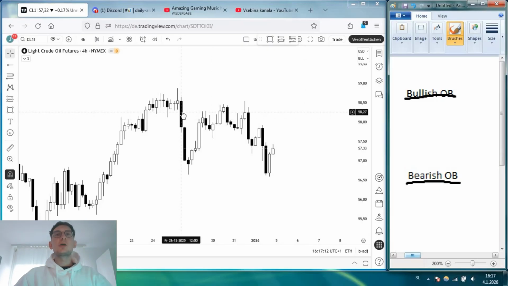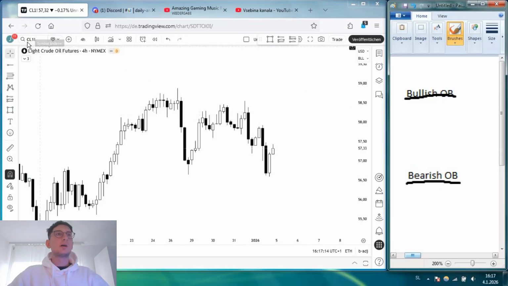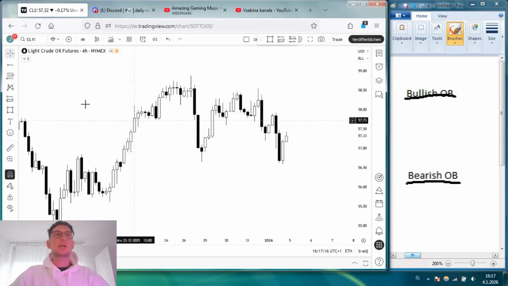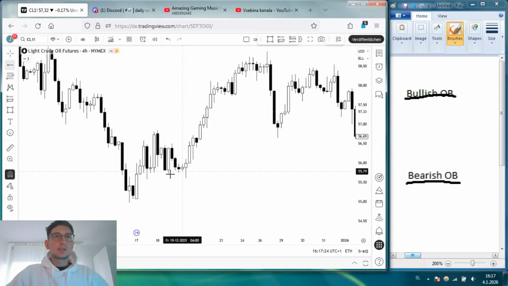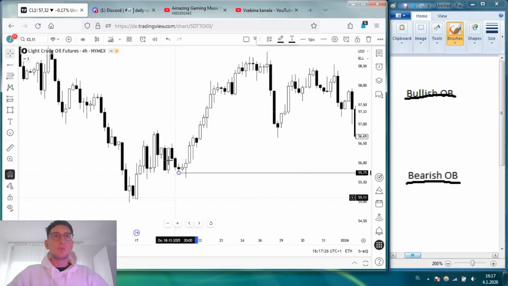So Gemini AI chose us to do it on crude oil. So we have it right now here on the 4-hour chart. And let's try to find 10 bullish order blocks, okay? So for that, we need to first find a low, okay? Here we have a low. We swept liquidity, okay, with this white candle. Then we broke structure with this candle, okay?